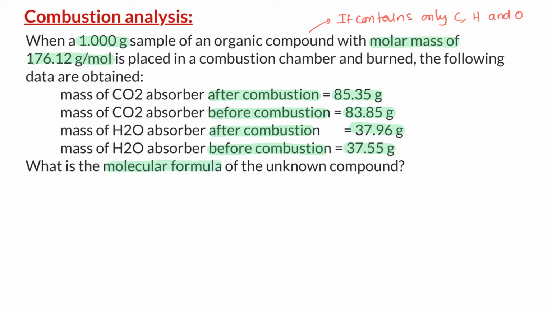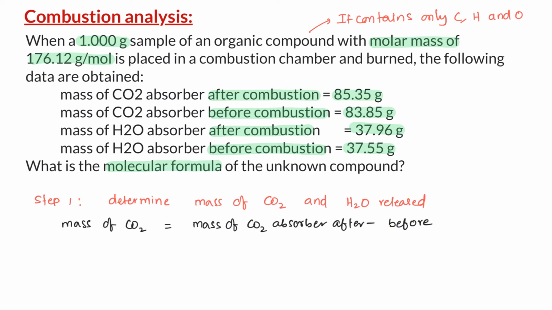As we discussed earlier, the first step is to determine the mass of carbon dioxide released and mass of water released during combustion. Mass of the carbon dioxide released is equal to mass of the absorber after combustion minus mass of the absorber before combustion, which is 85.35 grams minus 83.85 grams. We get 1.50 grams.